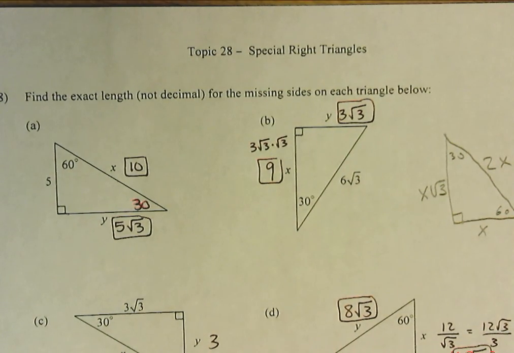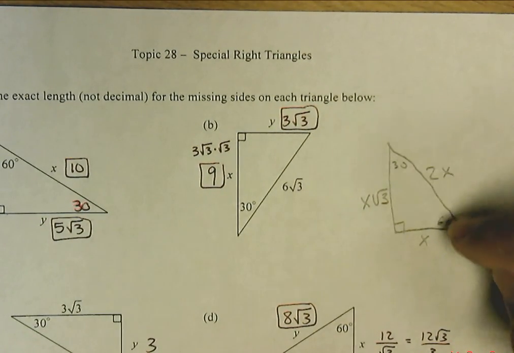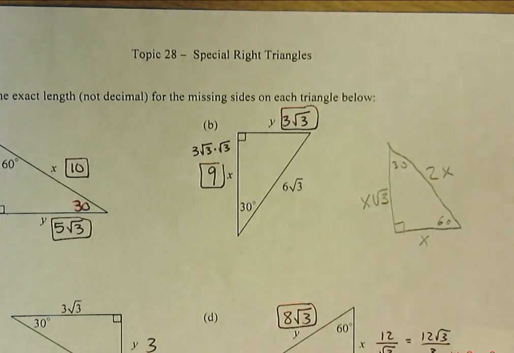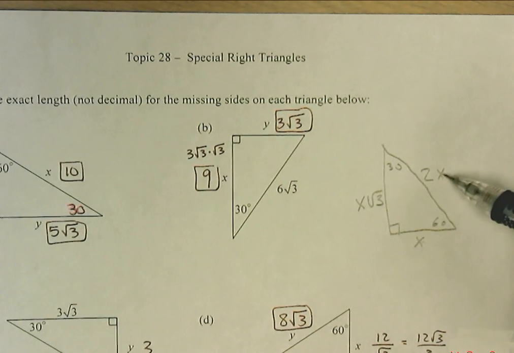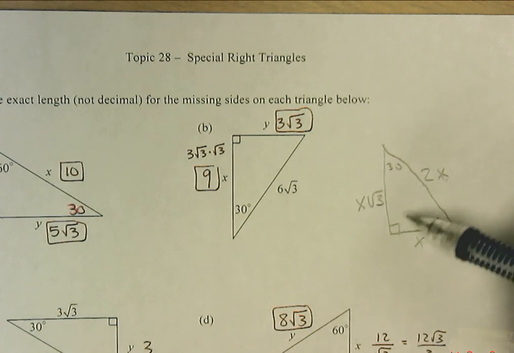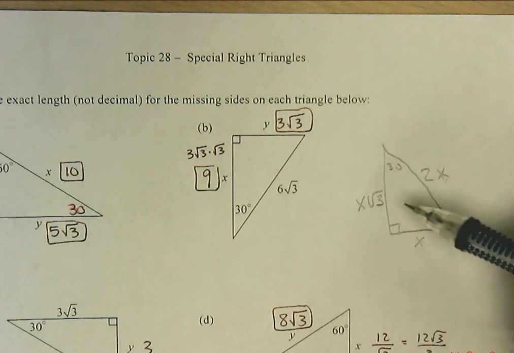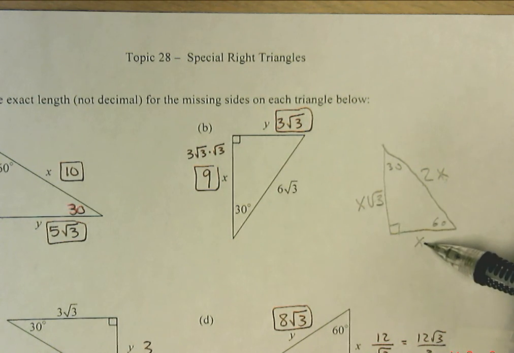So number 28, talking about special right triangles. We just saw a pattern we talked about in class, that if I have a 30, 60, 90 right triangle, then the smallest side is half the size of the longest side. And the small side is always across from the smallest angle, biggest side is always across from the biggest angle, and the middle side is always across from the middle angle. And the middle side is always square root of 3 times as big as the small side.